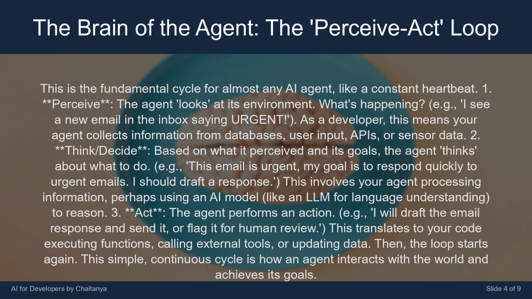3. Act. The agent performs an action. E.g., I will draft the email response and send it, or flag it for human review. This translates to your code executing functions, calling external tools, or updating data. Then, the loop starts again. This simple, continuous cycle is how an agent interacts with the world and achieves its goals.